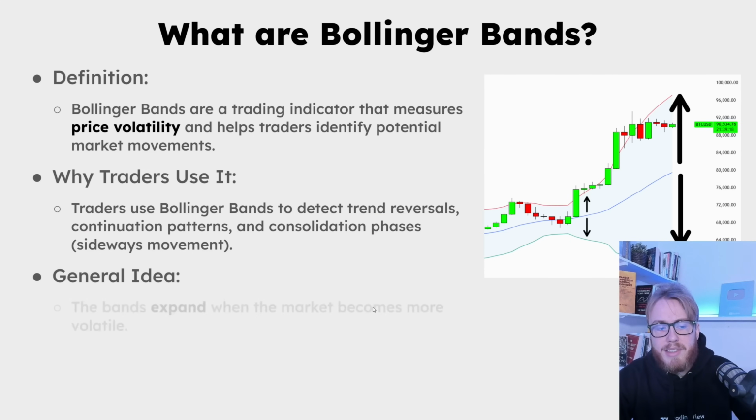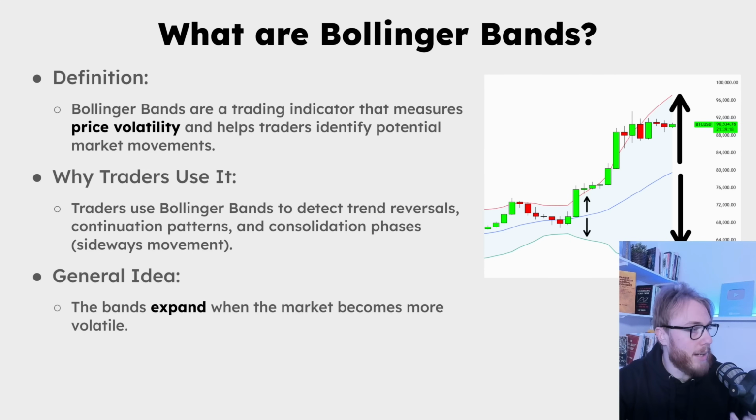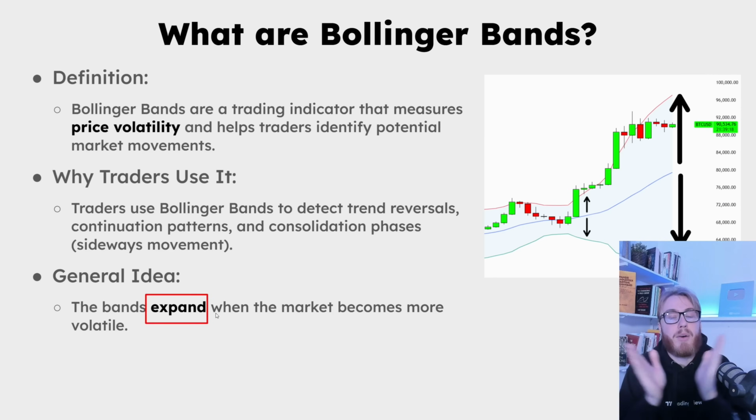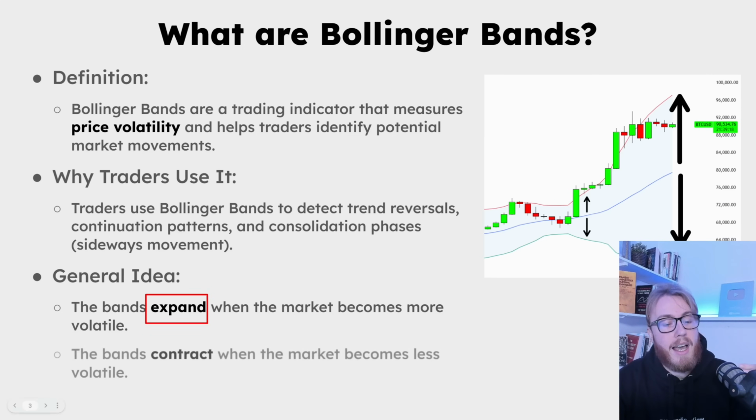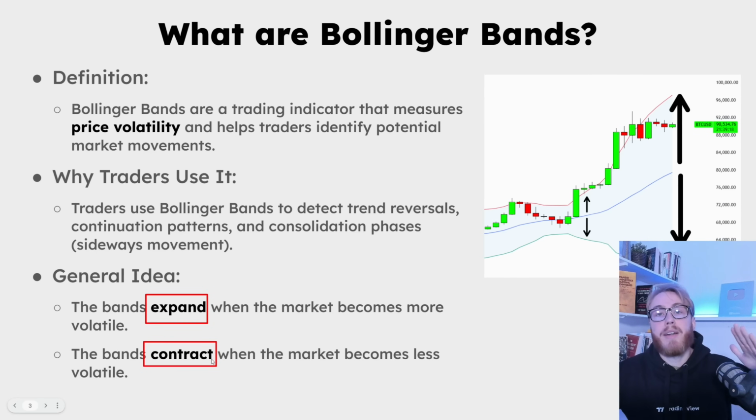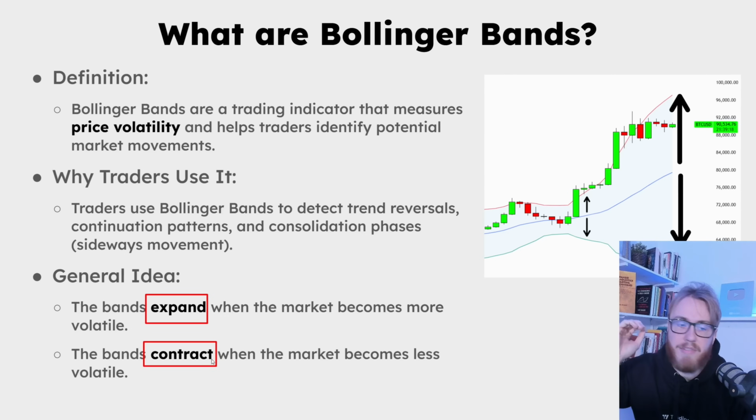And what is the general idea here about the bands? Well, I have already mentioned this briefly, but let's repeat here. The bands will expand, or in other words, be wider and wider when the market becomes more volatile, and the bands will contract, or in other words, get tighter and tighter when the market becomes less volatile. And this is the very simple general idea behind the Bollinger Bands.